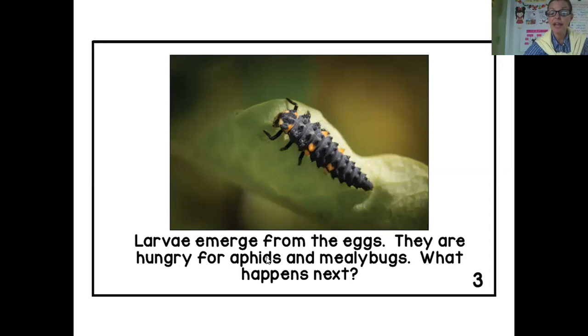They are hungry for aphids and mealybugs. So this is really important. Aphids and mealybugs are both pests, and they can kill a farmer's crop or somebody that's growing something. So usually out on the farms, farmers love ladybugs. Ladybugs mean good luck because ladybugs can eat the aphids and mealybugs by the hundreds. So it's really important for farmers to have those ladybugs around so that they will protect the crops from these aphids and these mealybugs.